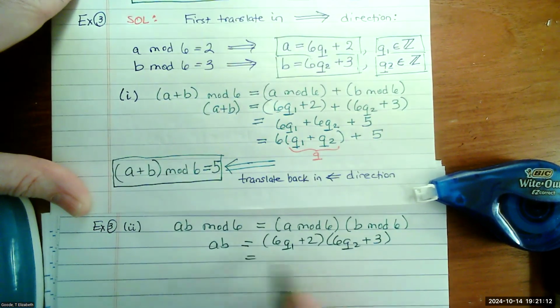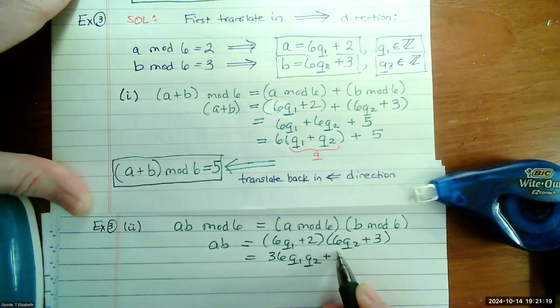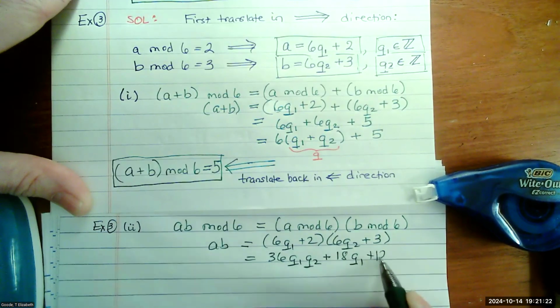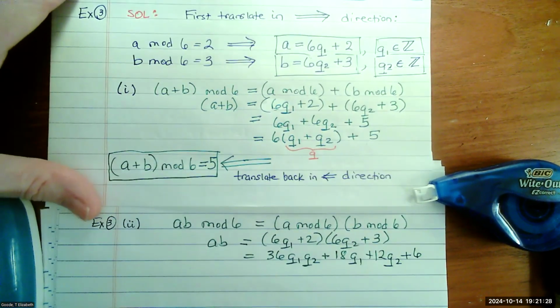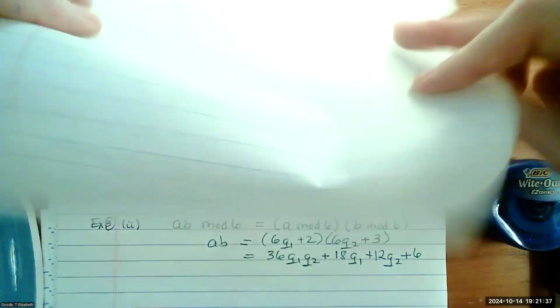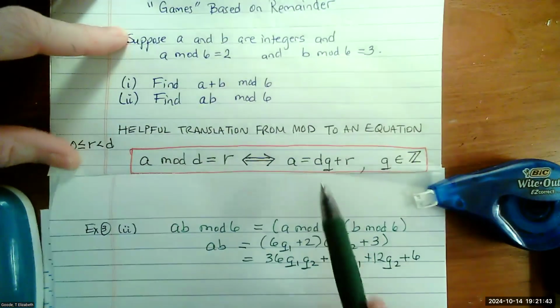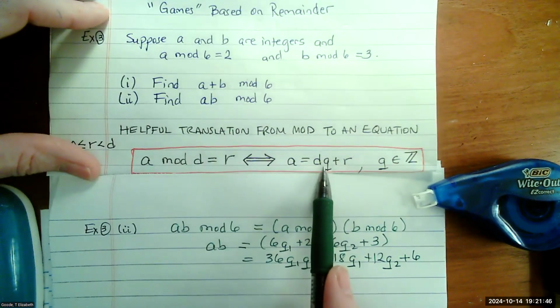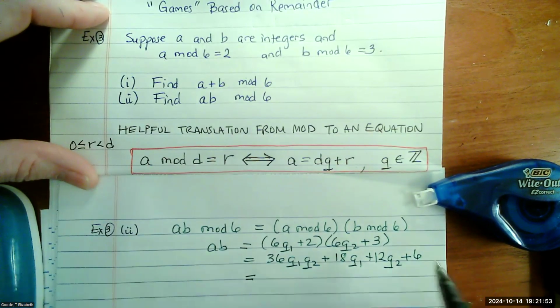So AB is 36Q1Q2 plus what? 18Q1 plus 12Q2 plus 2 times 3 is plus 6. Now we're dividing by 6. So to use our translation relation, to go back this way with D equals 6, we realize we've got to pull a 6 out of as much as we can. We'll check out the leftover here.